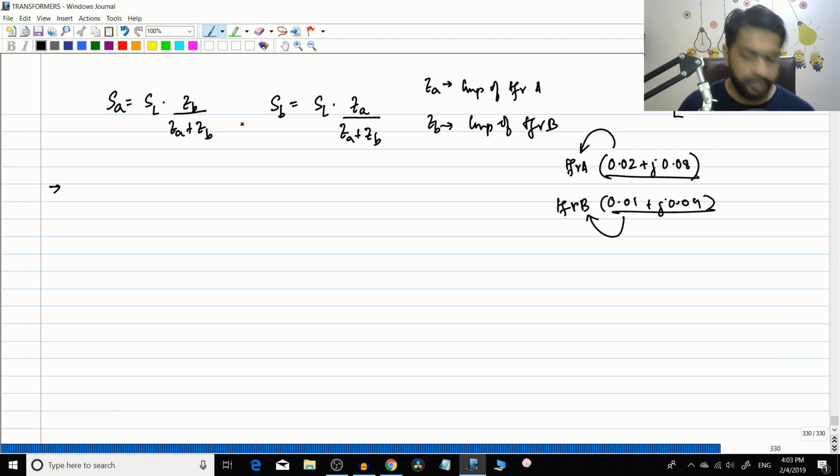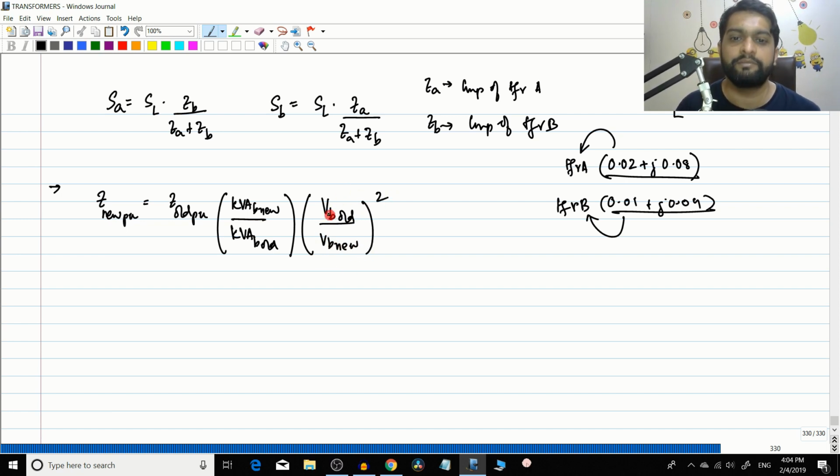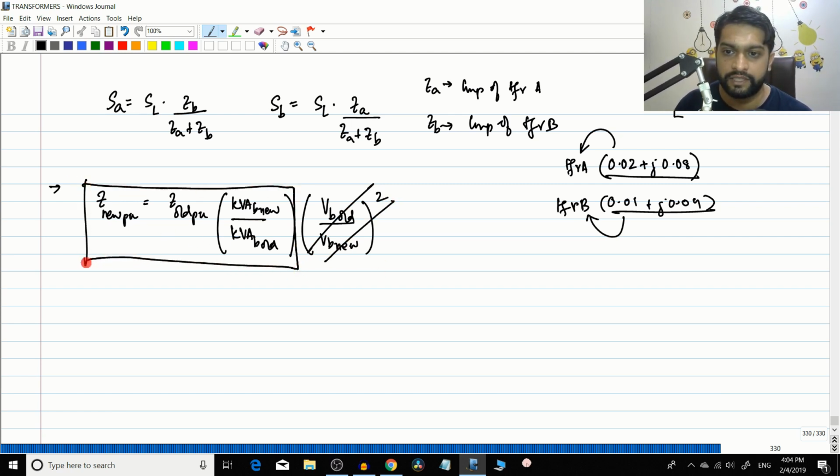The usual formula that they use is that Z new per unit will be equal to Z old per unit multiplied by kVA base new divided by kVA base old, multiplied by V base old divided by V base new, the whole square. In this case, because the voltage ratings of transformers in parallel operation are exactly the same, the old and new values will be the same, because you don't use transformers of different voltage ratings together. So this factor can go. So this is the formula that we have to use.